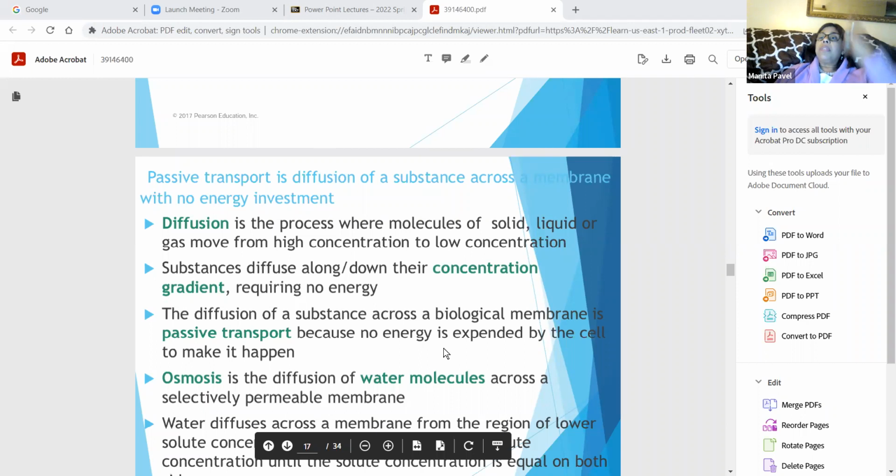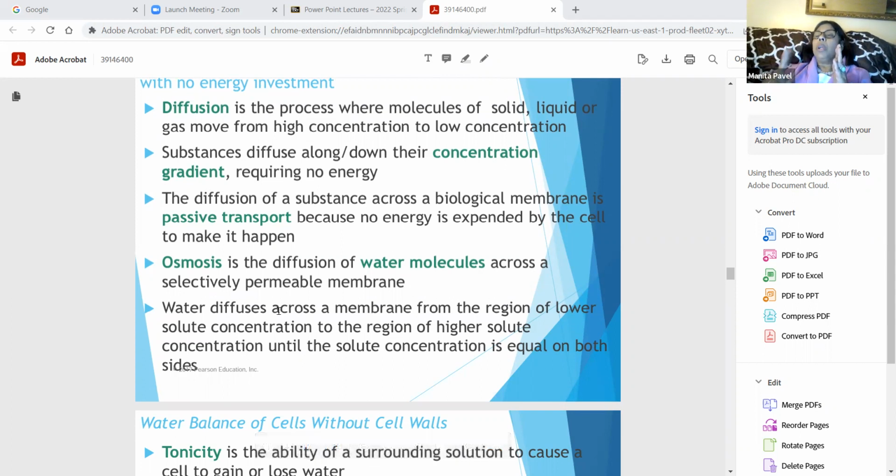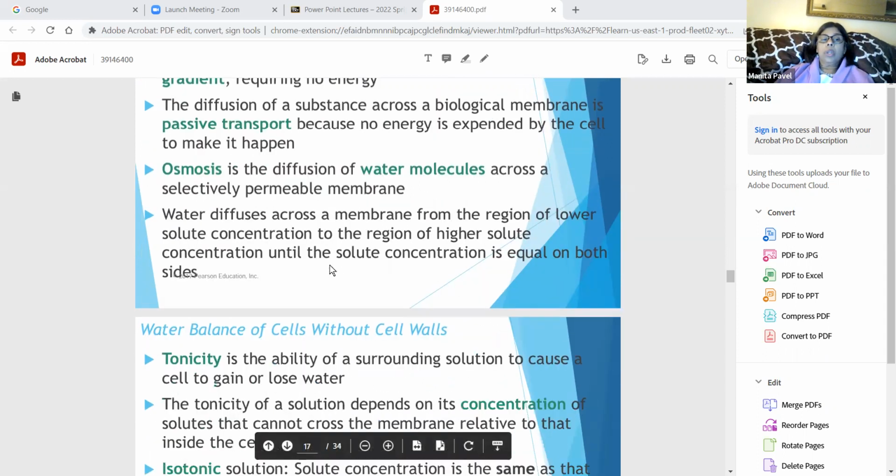So let's go to the second one, which is osmosis. What is osmosis? Keyword: osmosis is one type of diffusion in which water molecules move across a semi-permeable membrane. No other molecules can move. It's only water that is moving across the semi-permeable cell membrane. And of course, the water molecules are moving from high concentration to low concentration, until equilibrium is maintained or reached.